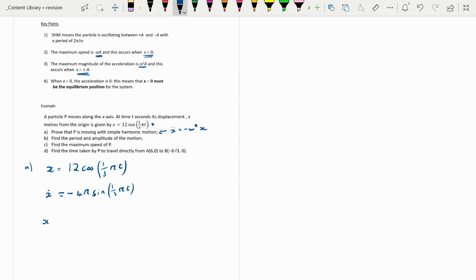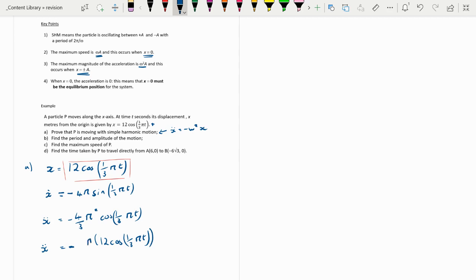Now let's find x double dot, which is going to give me minus 4 thirds pi squared, and then cos of a third pi t. Now, when I get to this point, I need to try and find this factor in it. If you look, I've already got the cos. What I'm trying to do here is get into this format. So I'm going to leave x double dot there, and I'm basically going to need in a bracket 12 cos a third pi t. That's what I need, because then I can say, okay, this is x and this is omega.